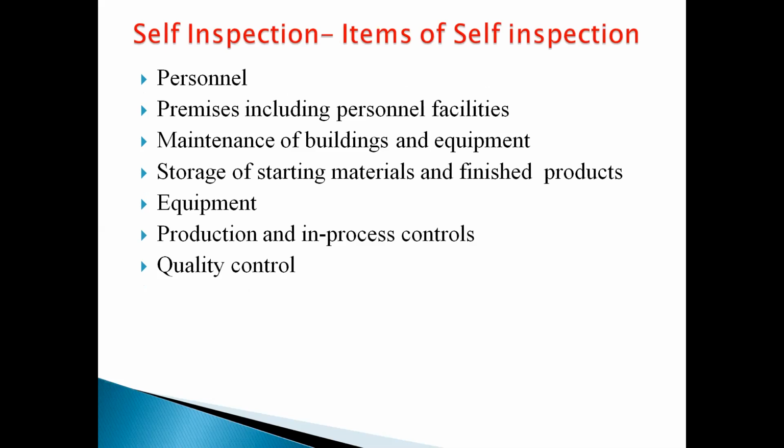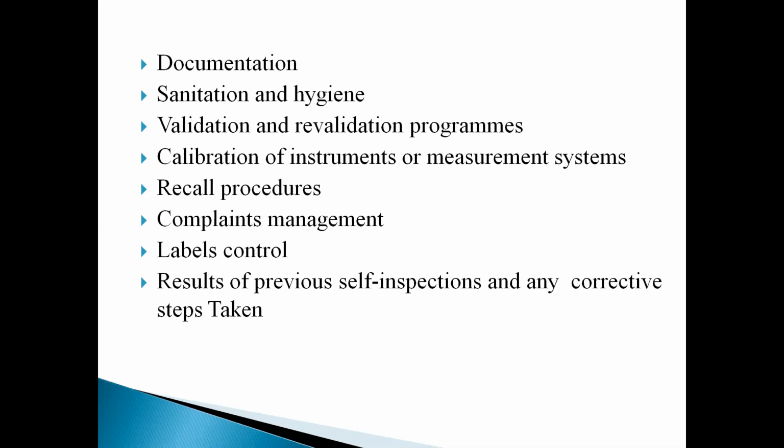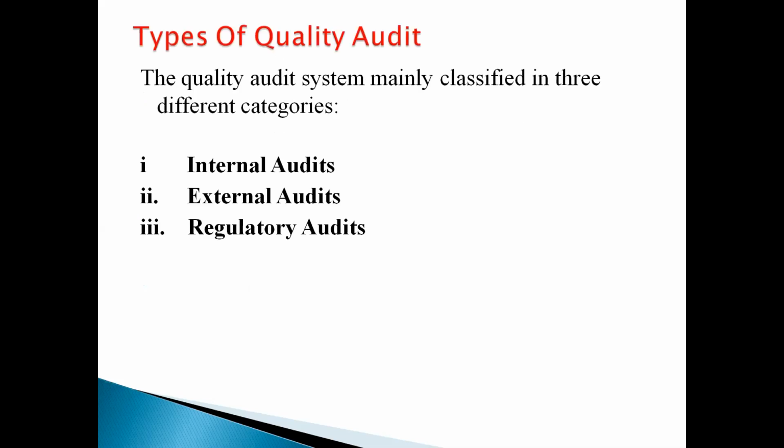Repeating: personnel, premises including personnel facilities, maintenance of buildings and equipment, storage of starting and finished products, equipment, production and in-process controls, quality control, documentation, sanitation and hygiene, validation and revalidation programs, calibration of instruments, recall procedures, complaints management, labels control, results of previous self-inspections and any corrective steps that are taken. Those are the items of self-inspection. Now we'll see the types of quality audit.